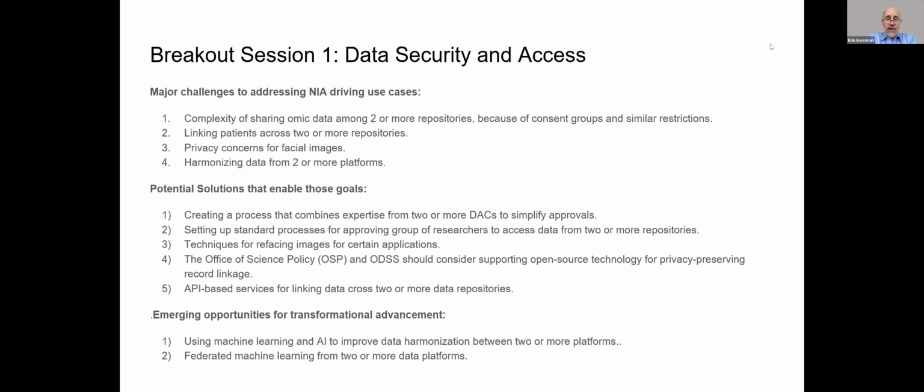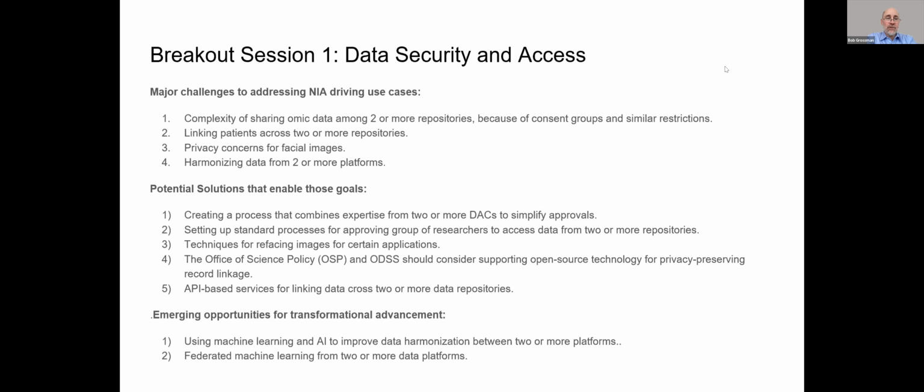The group discussed some practical steps that could be taken that might simplify some of these things. So, for example, creating a process that combines expertise from 2 or more DACs to simplify approvals when multiple DACs are required, to sort of work out some of the complexity of omics data sharing restrictions when data is brought together from 2 or more groups.